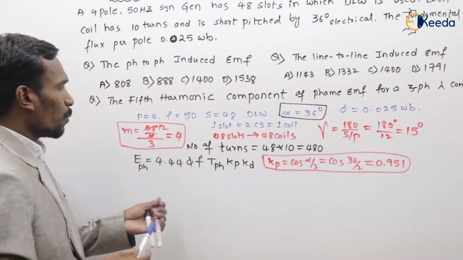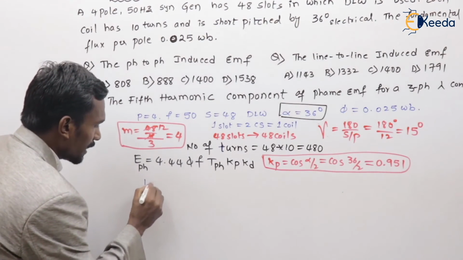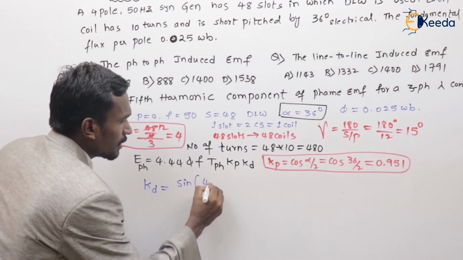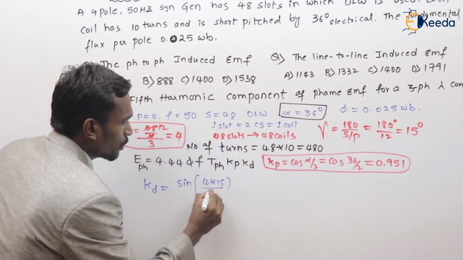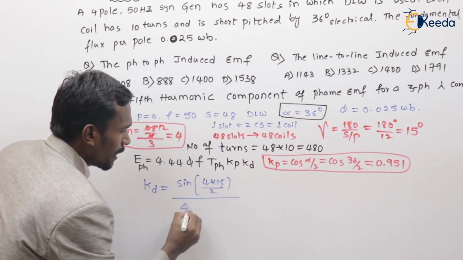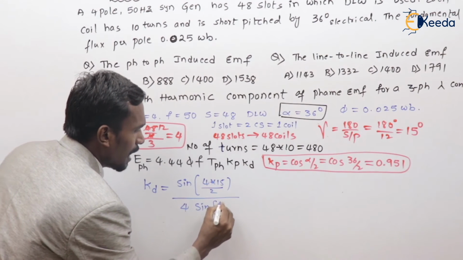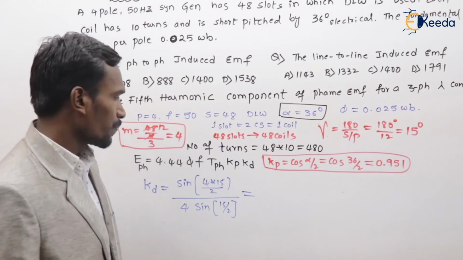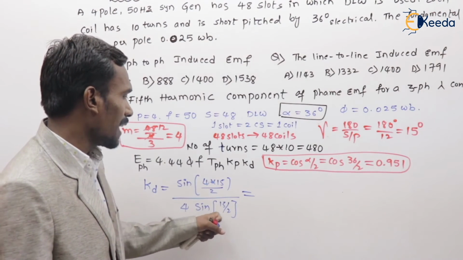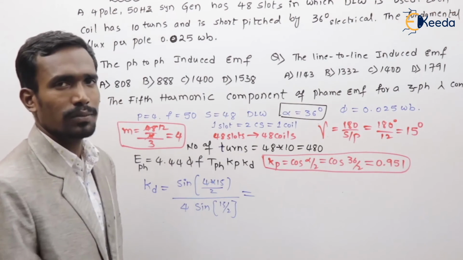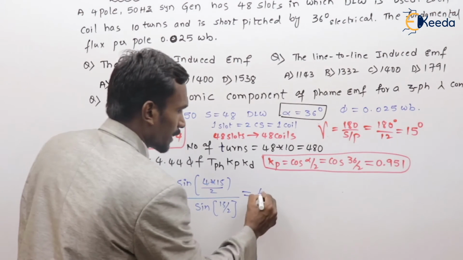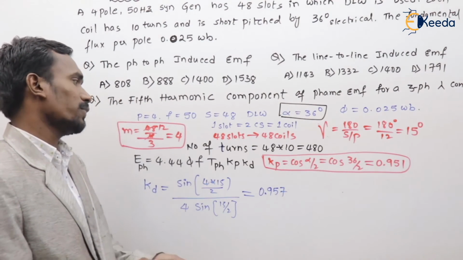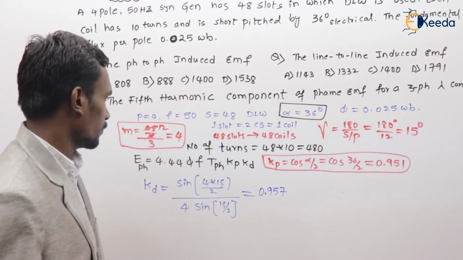Then now tell me, what is Kd? Kd is equal to sine M gamma by 2 divided by M into sine gamma by 2. That is sine 30 by 4 into sine 15 by 2. If you calculate this value, you can get 0.957. This is the value.